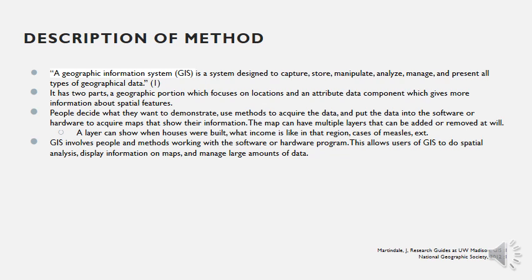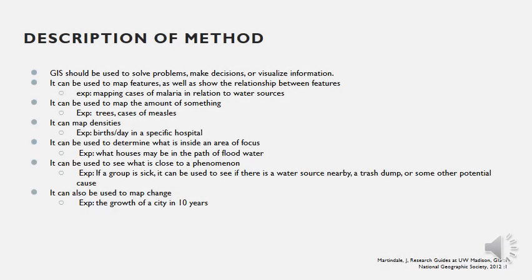and this allows the users of GIS to do spatial analysis, display information on maps, and manage large amounts of data. There are many purposes and uses for GIS. It can be used to solve problems, make decisions, or visualize information. Because of its many uses, businesses, government agencies, and scientists alike all can use GIS, and many do.